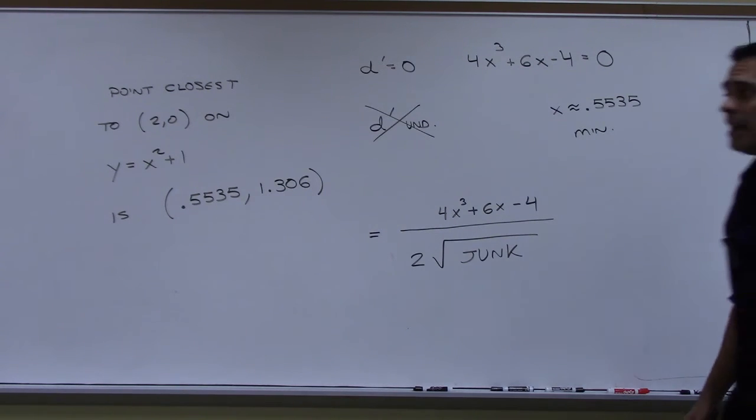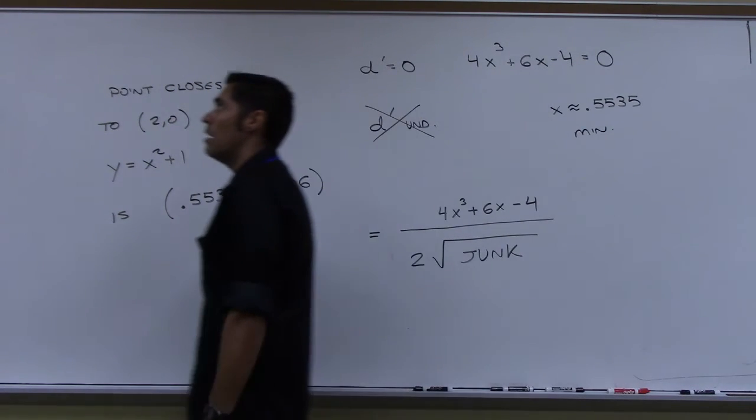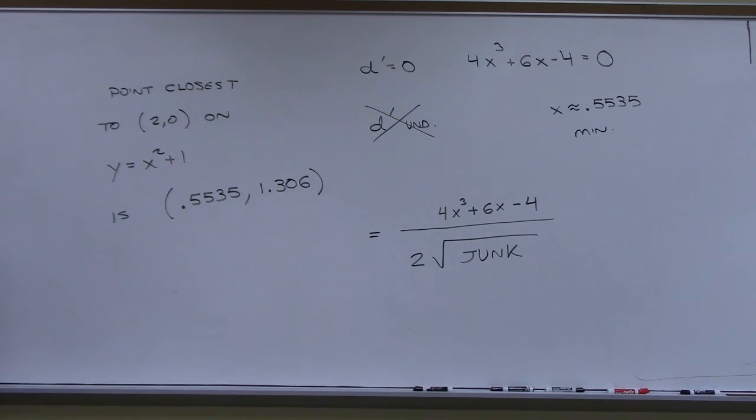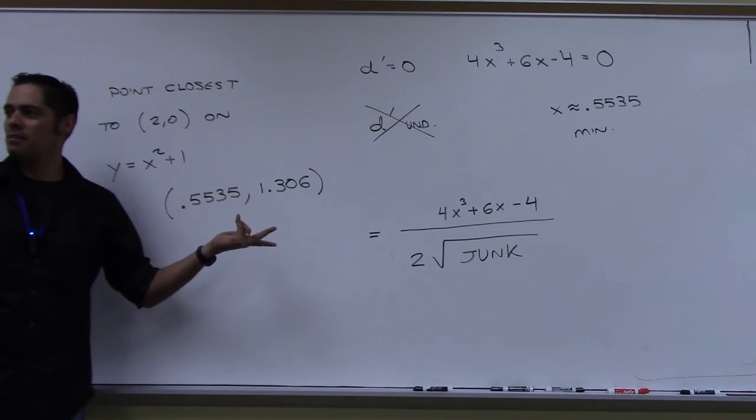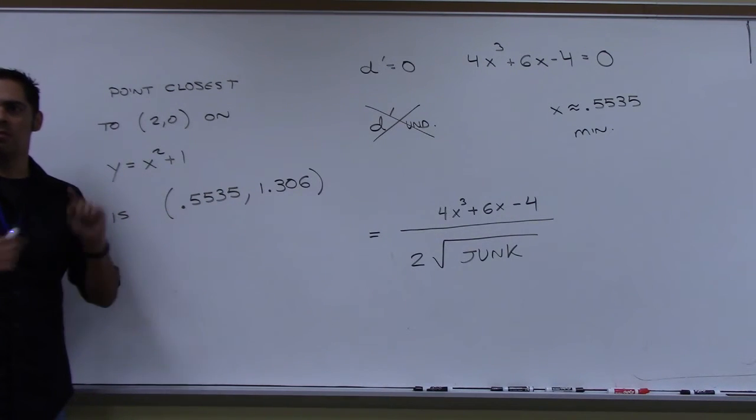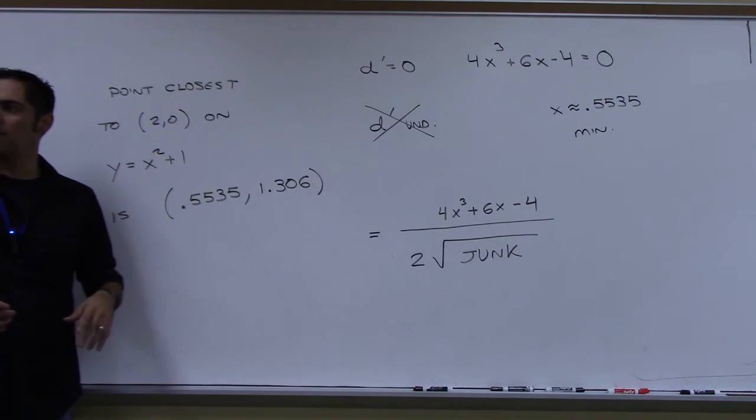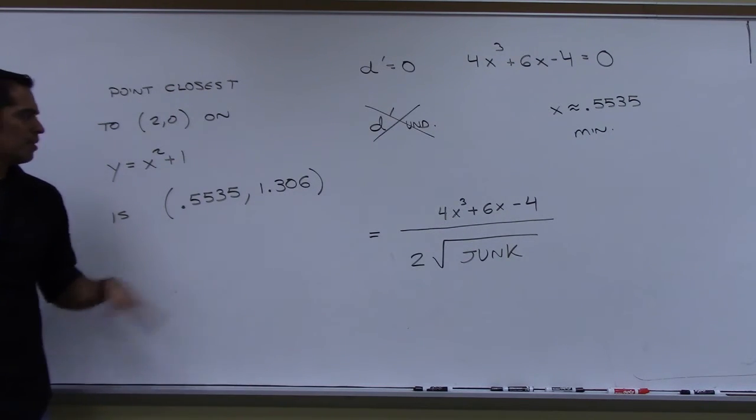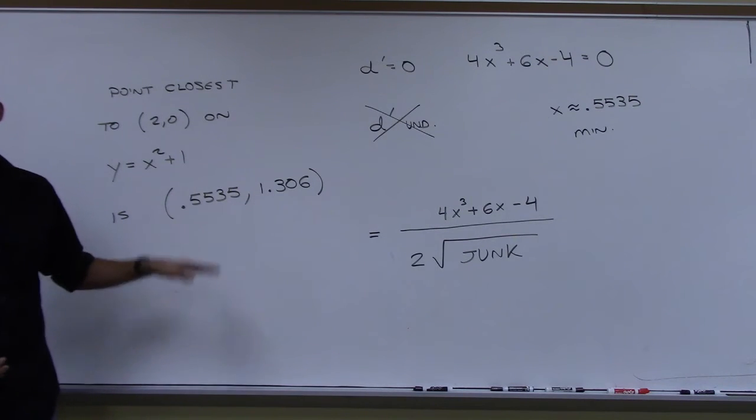What we did not answer, this wasn't the question, right? Because the question said find the point on the curve closest. What if it asked you what is the distance? Could you do that? Could you figure out what the shortest distance is? You have 2 points now, right? You have the 2 points. (2, 0) is 1 point. This is the other point. Plug it into the distance formula. That's your distance. It's just a weird x and y, that's all.